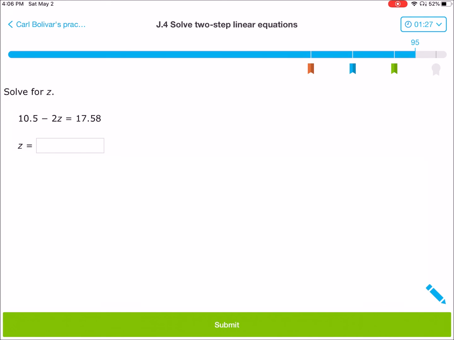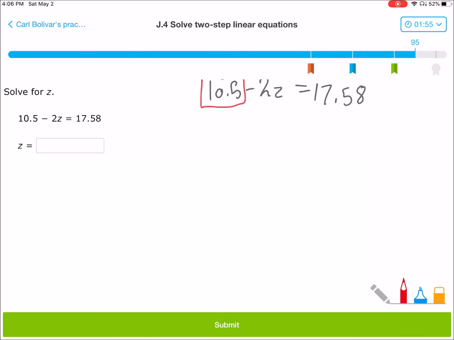Alright, great. So, now we have to solve for z. Please pause the video and solve it. Alright, you're back. So, first I'm going to write it out. 10.5 minus 2z is equal to 17.58. Alright, first we have to take this integer and put it to the other side.